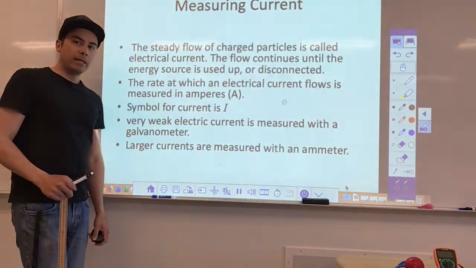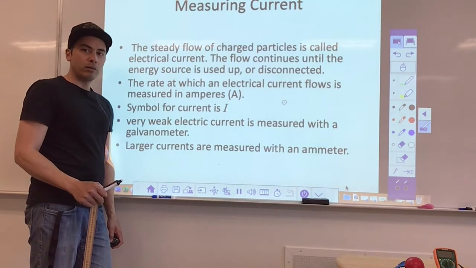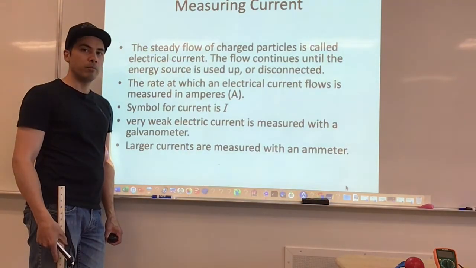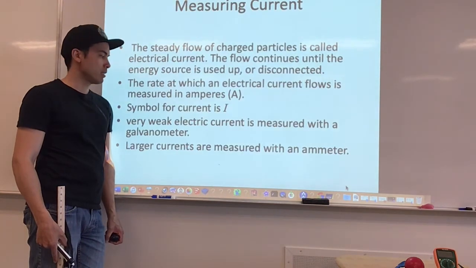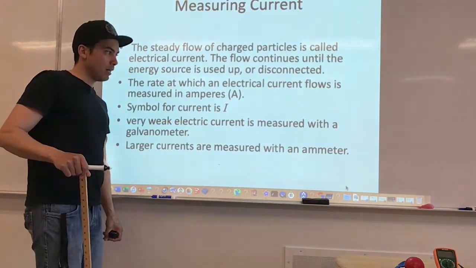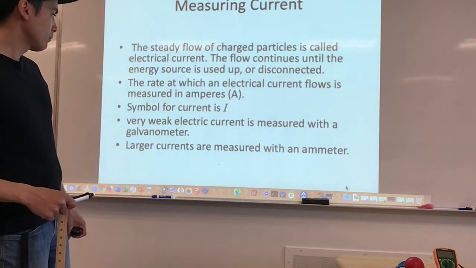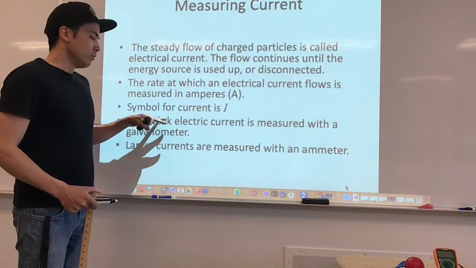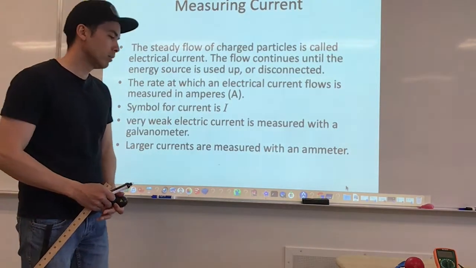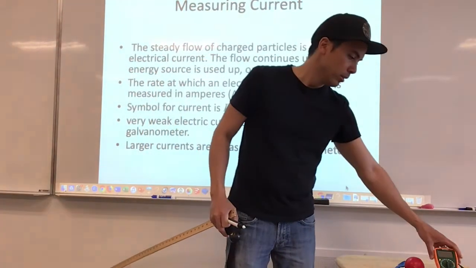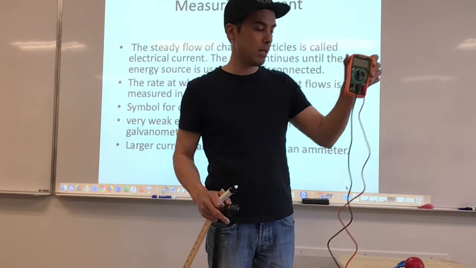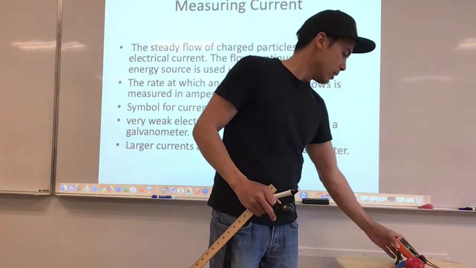Okay, so once we get the steady flow, that is what we call electrical current. We're going to measure it in amps. How much current is flowing relates to amps, and its symbol is I. There are other instruments that we could use to measure how much current is flowing, but typically for us we'll just use something called a multimeter because it can measure voltage, current, and resistance.